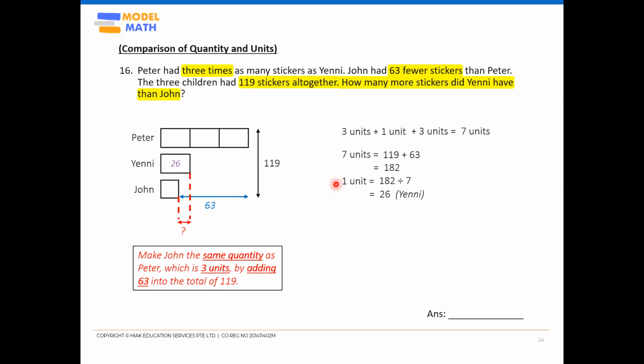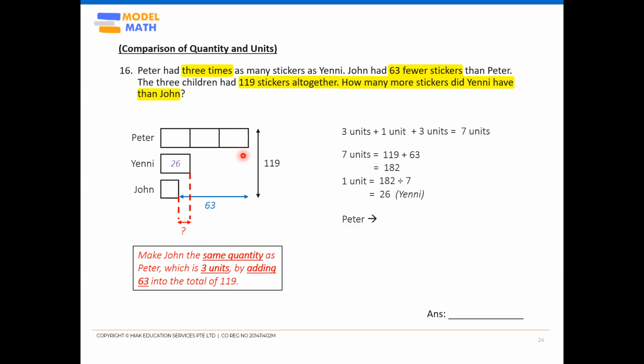Now, but at this point with this 26, is it possible to straight away find the value of John? It's not possible, right? You notice there's no way I can find John with this 26 because I don't even know this difference. How am I supposed to do that? So then the only way I can work with is work with Peter because I know Peter has 3 units. Once I found Peter, I can do something with Peter to work out John, because don't forget, John has 63 lesser than Peter. With this information, it would be super helpful. All right, so let's go and find out how many does Peter have.